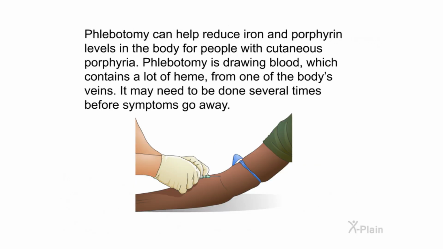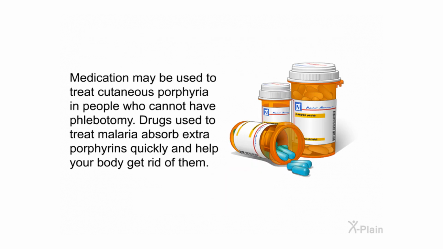Phlebotomy can help reduce iron and porphyrin levels in the body for people with cutaneous porphyria. Phlebotomy is drawing blood, which contains a lot of heme, from one of the body's veins. It may need to be done several times before symptoms go away. Medication may be used to treat cutaneous porphyria in people who cannot have phlebotomy. Drugs used to treat malaria absorb extra porphyrins quickly and help your body get rid of them.